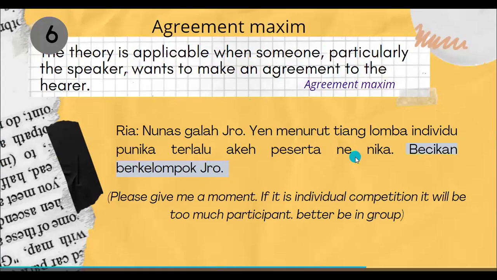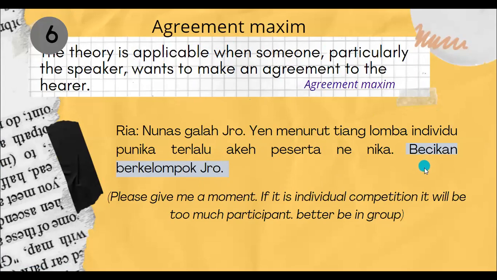This one is called the agreement maxim because at first she disagrees, but then she suggests one more thing, that she wants other people to agree with. She says the individual competition has too many participants, and it would be better to compete in groups. So this is another suggestion that she makes to reach an agreement with other people. That's why this is considered the agreement maxim.